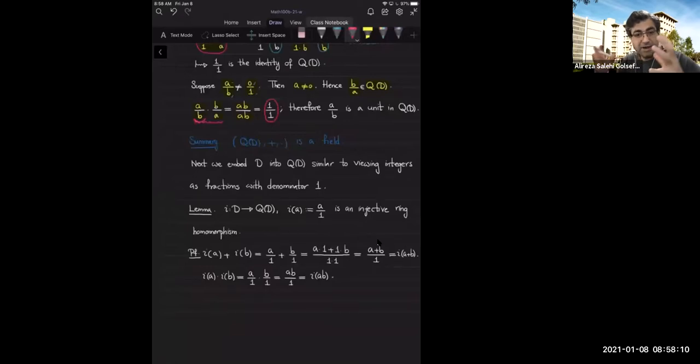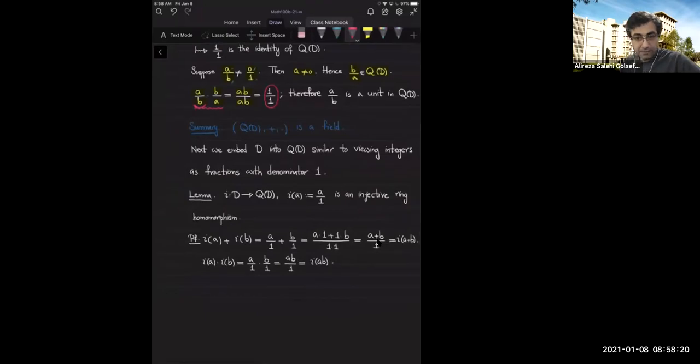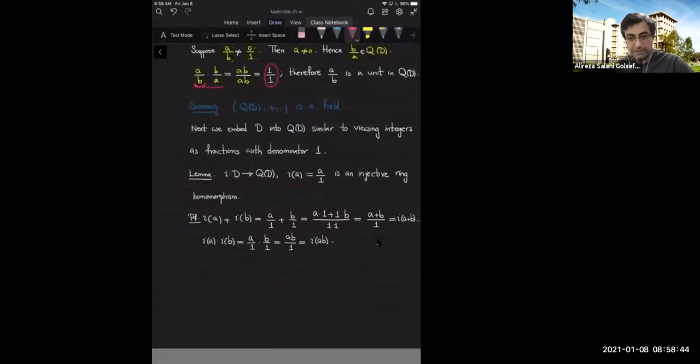So that overall implies that we end up getting a field. The set of fractions coming from an integral domain D forms a field in a natural way, and we call this the field of fractions of D. Now, next I want to say that first of all, D can be embedded inside this field. And second, it is the smallest field that contains a copy of D. Let's start with embedding D into this field.